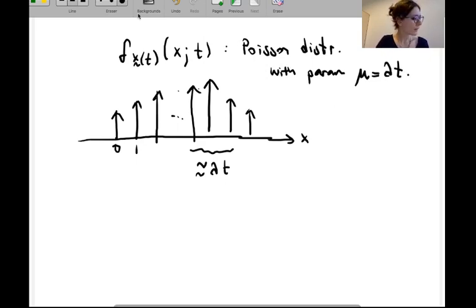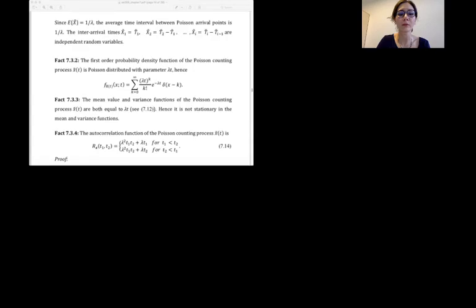Okay. Now, the first order density is fine. Well, what about the mean function? Obviously, the mean function is going to be equal to lambda t, because it's the mean at each t value. Now, we can also write it down. The expectation of x of t, the mean function, is equal to lambda t. The variance function is also equal to lambda t, because it comes from the property of the Poisson distribution.